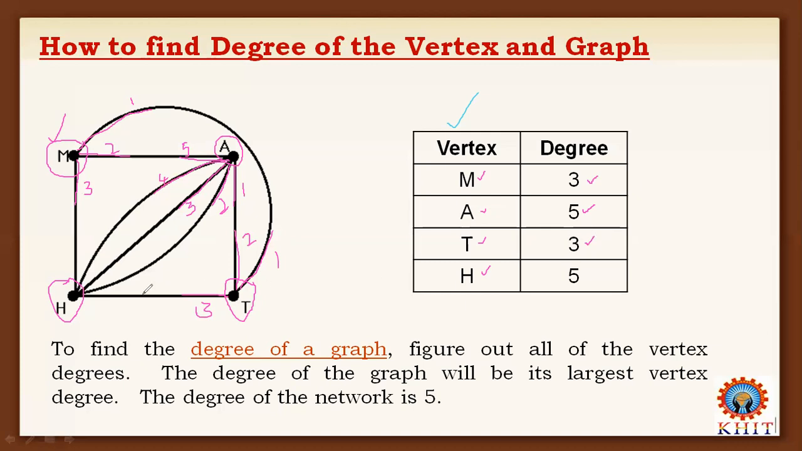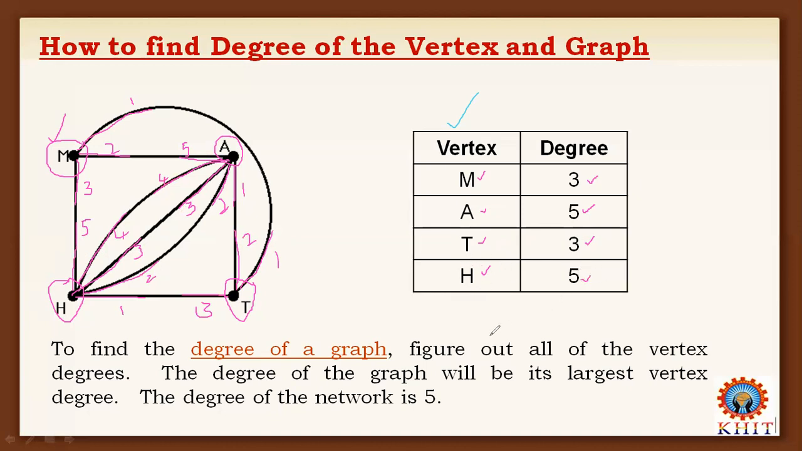Now let me find the degree of vertex H. If you consider H as a vertex, the number of outs are one out, the second out, the third out, the fourth out, and the fifth out. So the maximum degree of vertex H is 5.